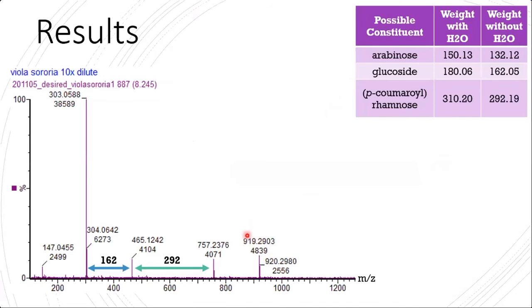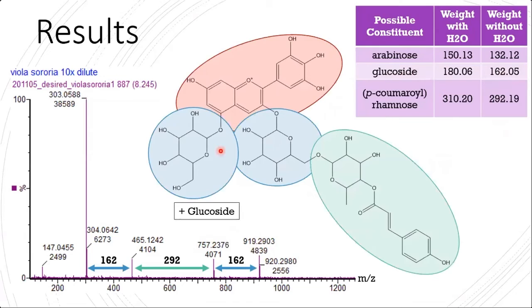We do a 919 minus 757 now. We will see another 162 mass shift. So what we do is now we see 162 again, we see its glucoside, and we now add it to the most likely place, which would be right here. So now we have our backbone with 3 constituents added to it.